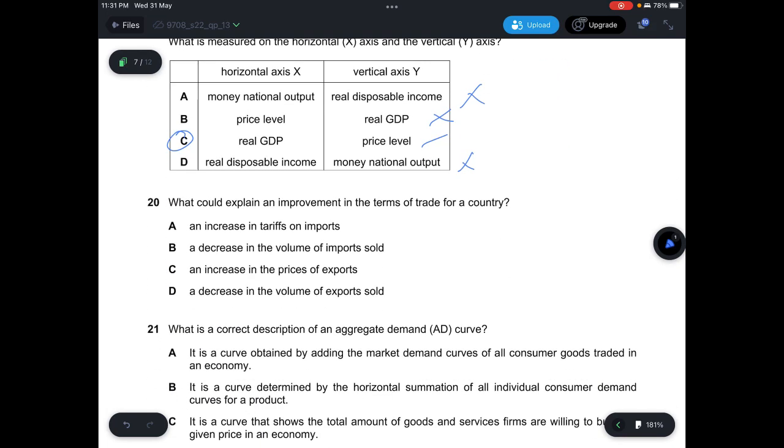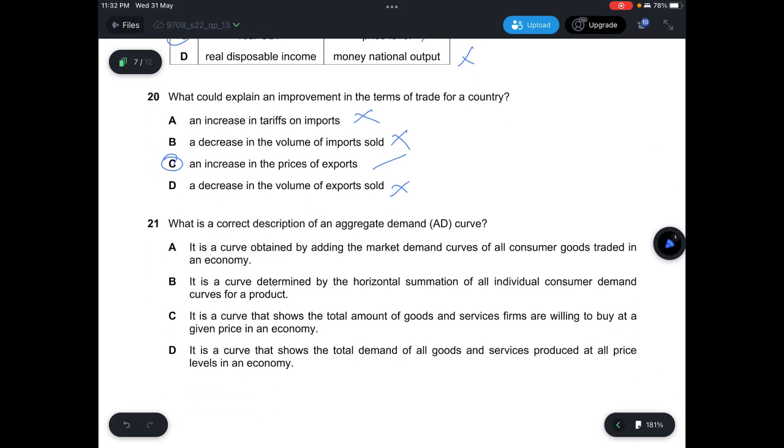Question 20, what could explain an improvement in terms of trade for a country? An improvement in terms of trade will be the price of exports being higher than the price of imports. So A says an increase in tariffs. This will result in an increase in price of imports, so it's not correct. B says a decrease in the volume of imports, which is not going to result in an improvement in terms of trade, but rather it will result in an improvement in the balance of trade. And C, an increase in the price of exports, which would improve the terms of trade. And D, a decrease in the volume of exports, so this one will worsen the balance of trade. So answer is C.